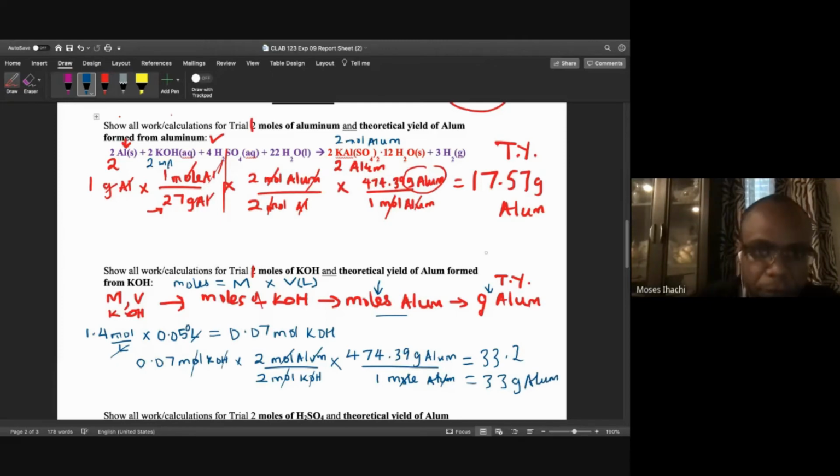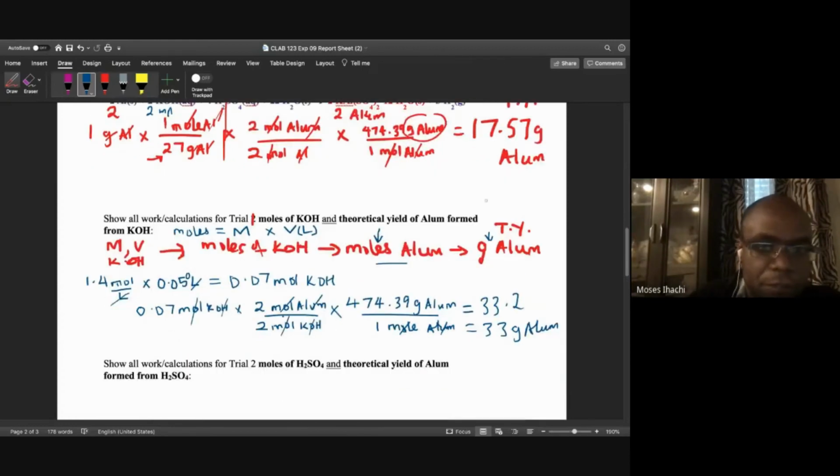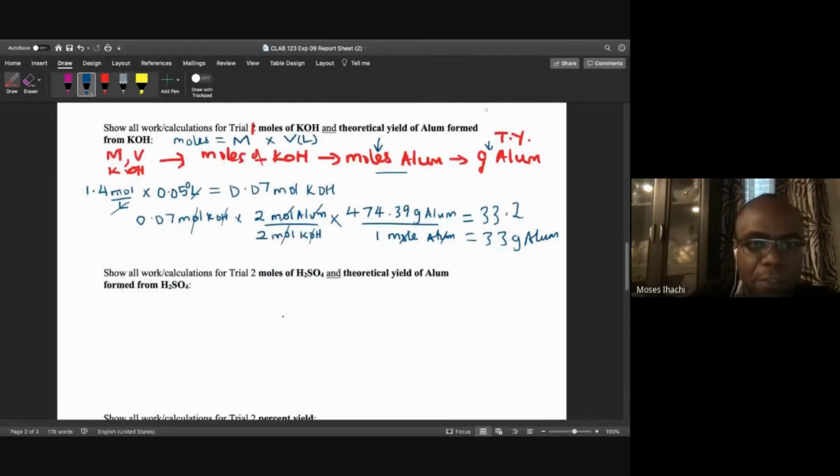Okay, so far aluminum is the limiting reagent, because when we tested for 1 gram of aluminum to see how much maximum mass of alum is obtainable, we found 17.57 grams. But if you assume KOH is the limiting, the theoretical yield is 33. Obviously, the aluminum is the limiting. Give me a minute. Okay, so next we are testing sulfuric acid to see if it's limiting.